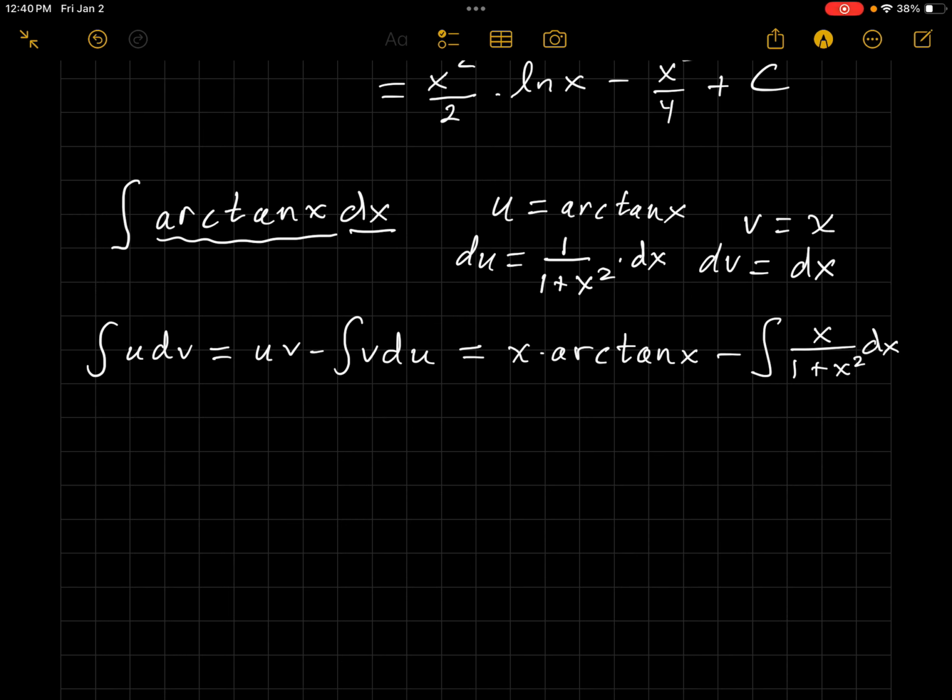which would be x times 1 over 1 plus x squared dx, but I wrote it as x over 1 plus x squared dx. And let's see if we can integrate this back piece. So this back piece is a u substitution. Okay, I already used u, so let's call this a t substitution. I'm going to let t equal 1 plus x squared. And then dt is 2x dx.